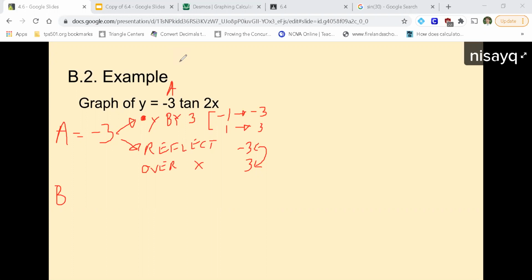Our B value is 2. And our B value tells us about the period of a function. So the period of our function was pi. And so if we divide that by our B value to get our new period, it would become pi over 2. Or another way to think about that is, since our x values are now going twice as fast, it takes us half as long to get through a cycle. We could get through a cycle in half the normal time since we're now going twice as fast.